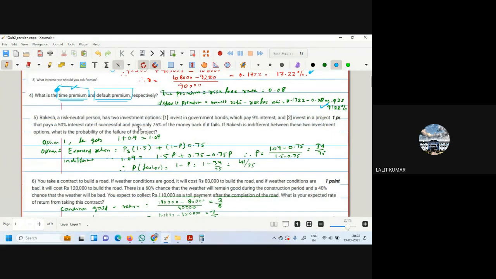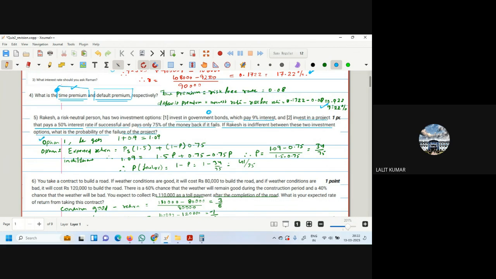Okay, now we come to the next question. Rakesh, a risk neutral person, has two investment options. Invest in government bonds, which pay 9% interest, so same concept. Second, invest in a project that pays a 50% interest rate if successful, and pays only 75% of the money back if it fails. If Rakesh is indifferent between these two investment options, what is the probability of the failure of the project?